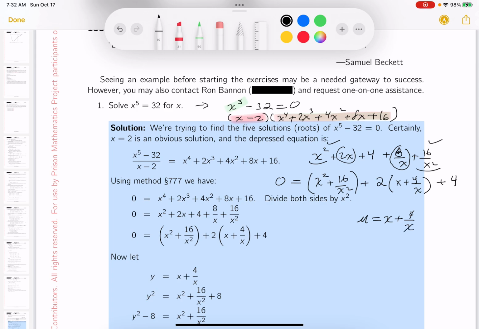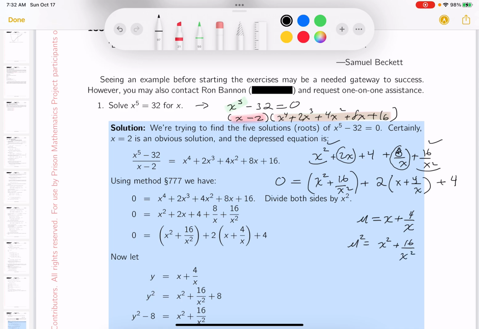All right, now, again, I'm hoping to get a quadratic out of this in u. So let me write down u squared. And u squared would equal what? x squared plus 16 over x squared.